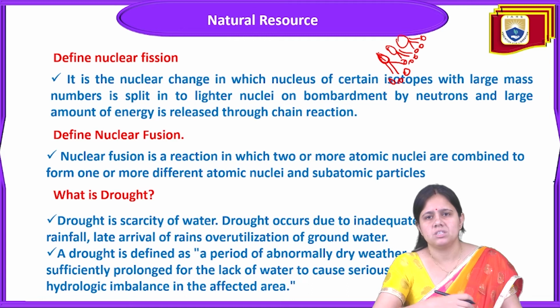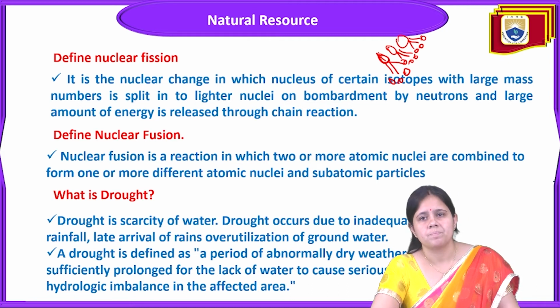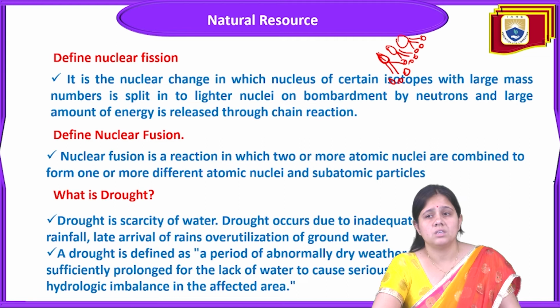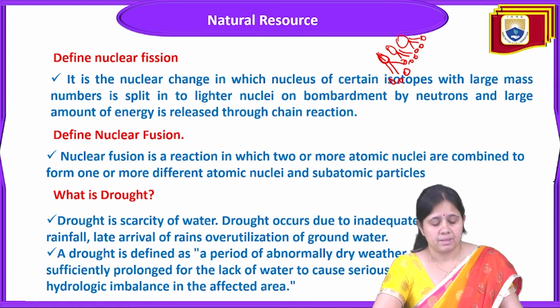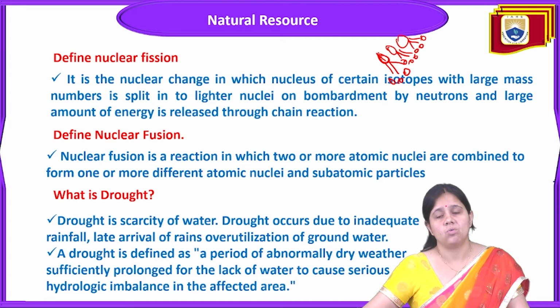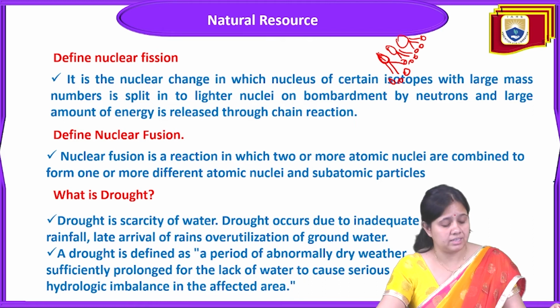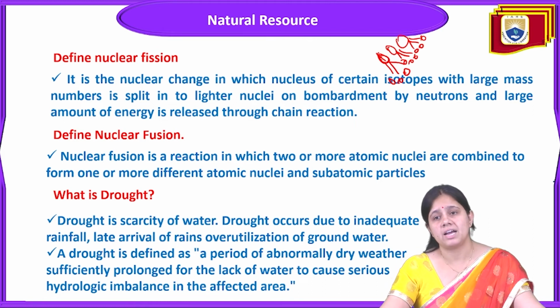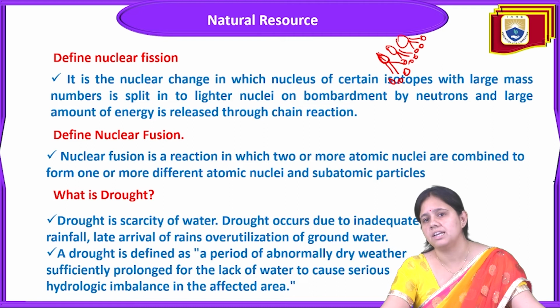And the next definition is: what is drought? Drought is the scarcity of water. Drought occurs due to inadequate rainfall, late arrival of rains, and overutilization of groundwater for irrigation purposes. A drought can be defined as a period of abnormally dry weather, sufficiently prolonged for a lack of water to cause a serious hydrological imbalance in the affected area.